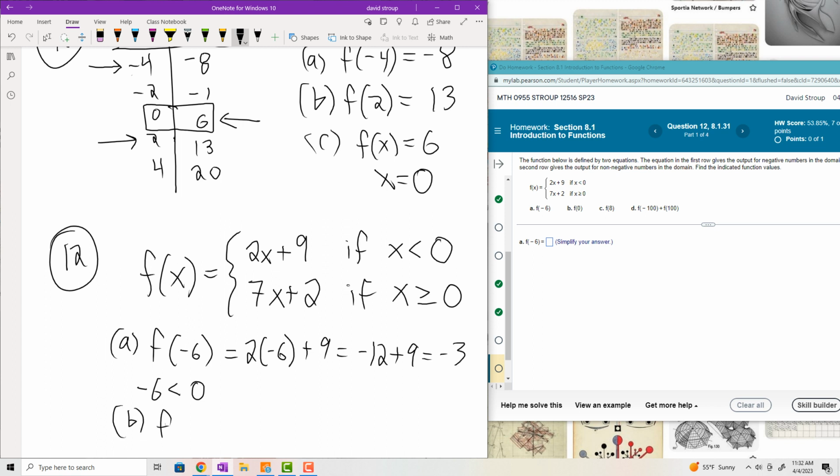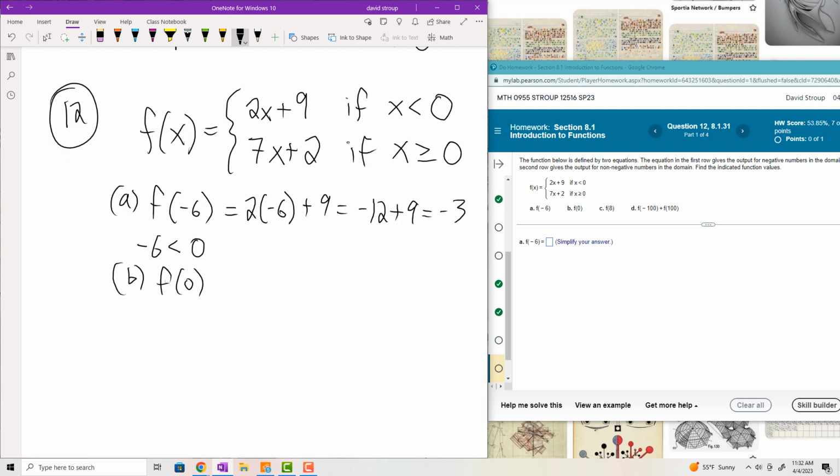Okay, part B, we have f of 0. This time, is 0 less than 0? No, it's not. 0 is equal to 0, so it's not going to go into that first piece. It's the second piece, right? 0 is greater than or equal to 0, so you use the 7x plus 2. I'm going to go 7 times x, which is now 0, plus 2. That'll be 0 plus 2, which is equal to 2.